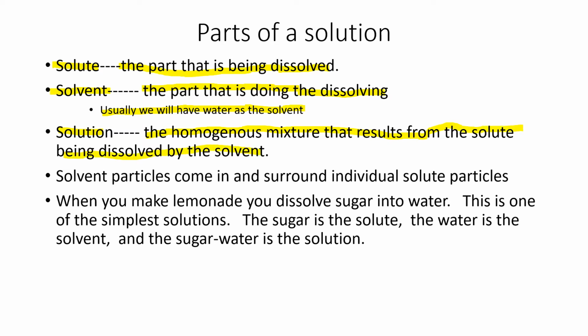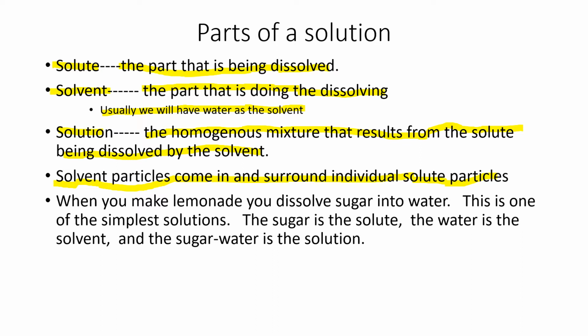And when we think about dissolving, we want to think about what's going to happen at the molecular level, at the particle level. What's happening when you dissolve something is that the solvent particles come in and surround the individual solute particles, breaking them up such that you no longer have solute particles in close proximity to each other. Instead, each solute particle is going to be surrounded by several solvent molecules.